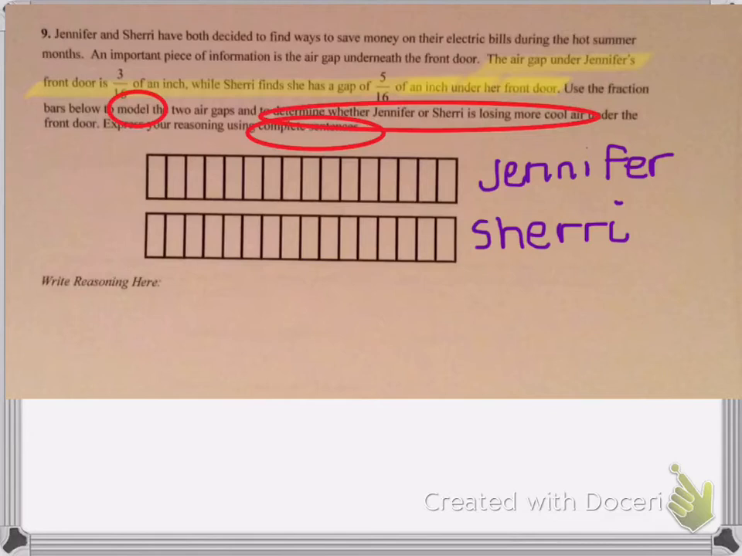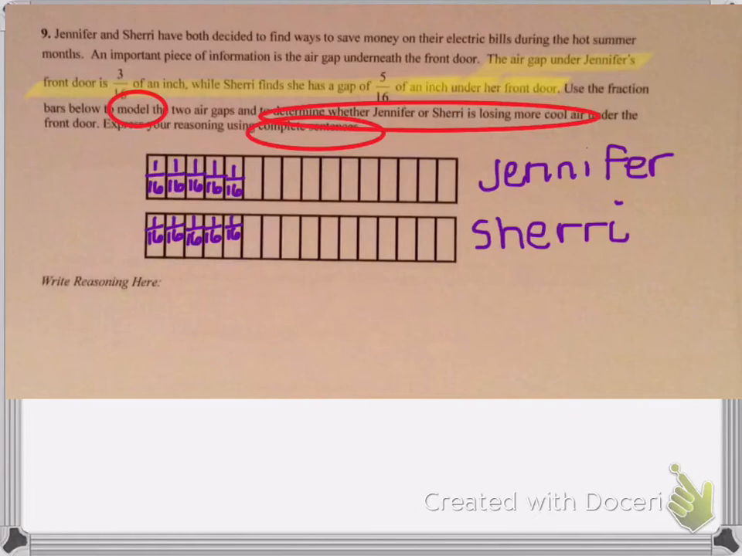Now, like I said, each fraction bar is divided up into 16 equal pieces. So each portion of the fraction bar represents 1/16. I don't have to label every single one. We get the idea. Now let's label Sherry's. We'll label a few of hers so we can see the pattern that each portion of the fraction bar represents 1/16.